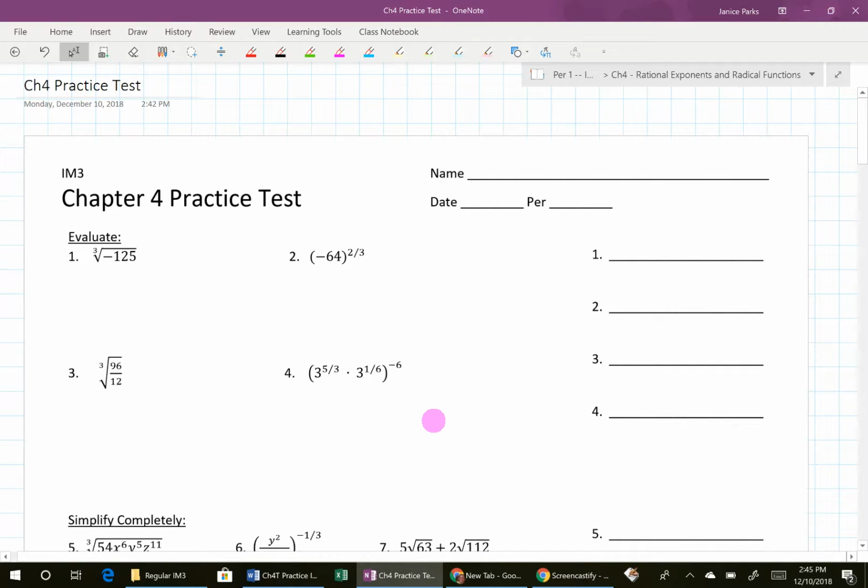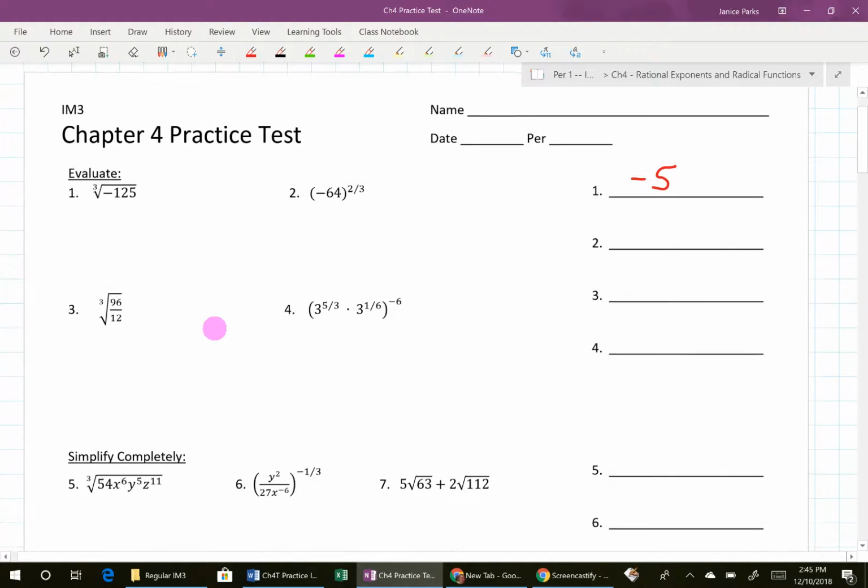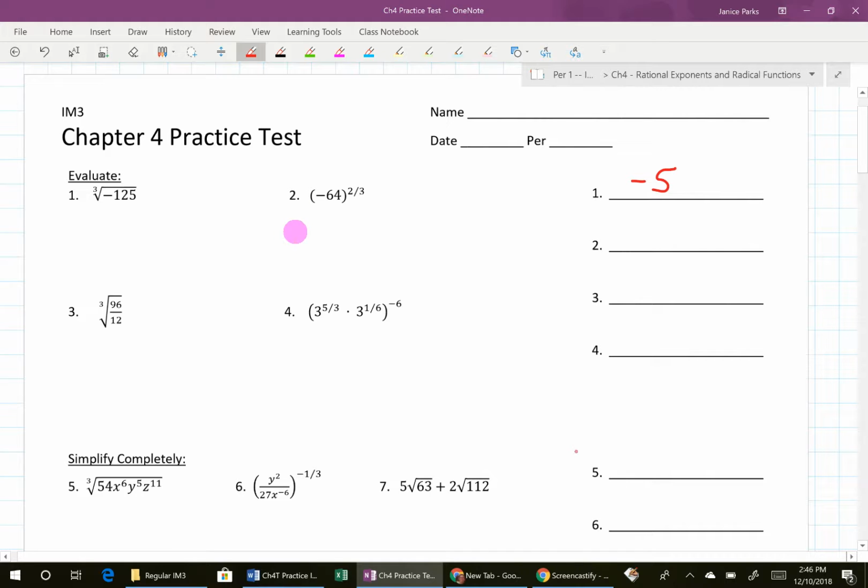In this video, I'm going to show you how to do the problems on the Chapter 4 practice test. For number 1, you're taking the cube root of negative 125, which is just negative 5. You don't really have to do any work for that. For number 2, you're doing the cube root of negative 64 squared. The cube root of negative 64 is negative 4, and then you're going to square that, so you're going to get 16.